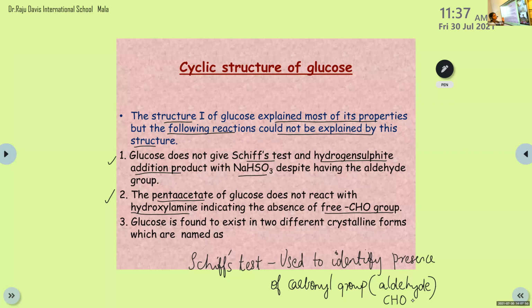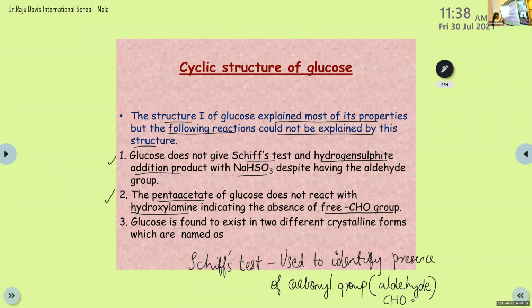According to Fischer's structure, the CHO group is at the terminal position and it is free. But from this chemical reaction, it shows that there is an absence of a free CHO group. Absence of a free CHO group means it is linked to another group. It is not in a free state. So the second reaction also shows that this straight structure of glucose is not properly correct.